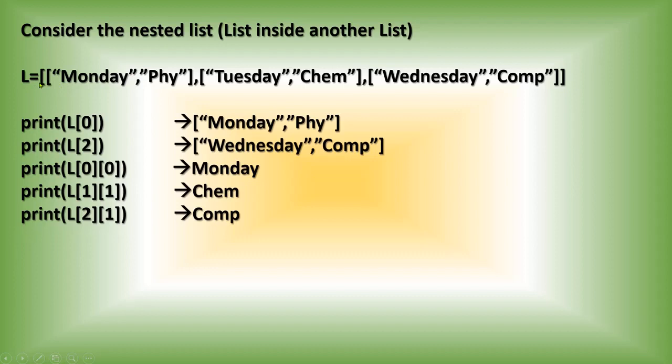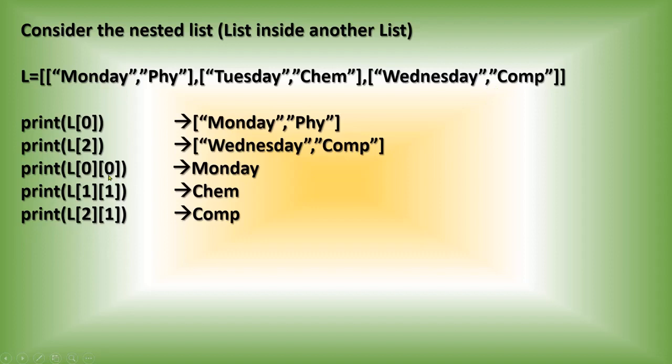One is the main bracket of the list, and the second one is another list which consists of Monday, physics, and the second list is this one, and the third list is this one. When you say L of 0, it means the first list element will be displayed. L of 2, this is the L of 2. That means this is 0, 1 and 2. So L of 2 is this one displayed.